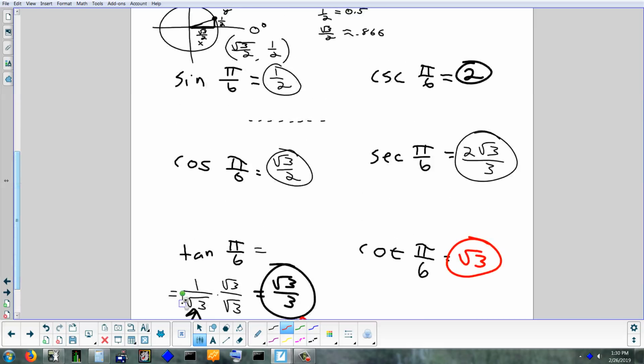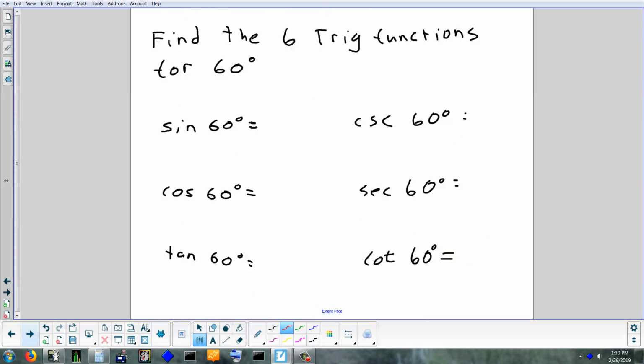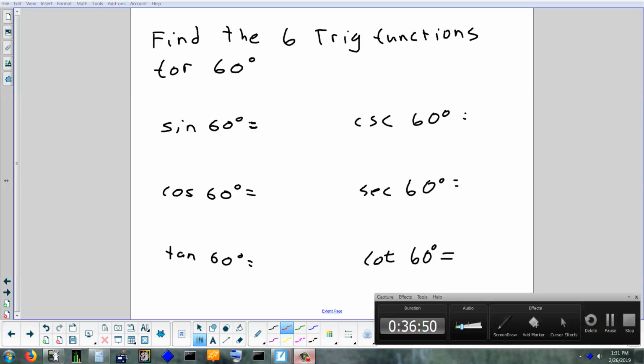Okay, so let's finish up with the 6 trig functions for 60 degrees. Take a couple minutes and see if you can figure out what those are. If you get a lot of numbers that look similar to what we just went through, then you're probably on the right track, because the 30 and the 60 coordinates are pretty much the same. I'm not going to tell you what's different because we already did it, but we'll do it in a second. Okay, so give that a shot.